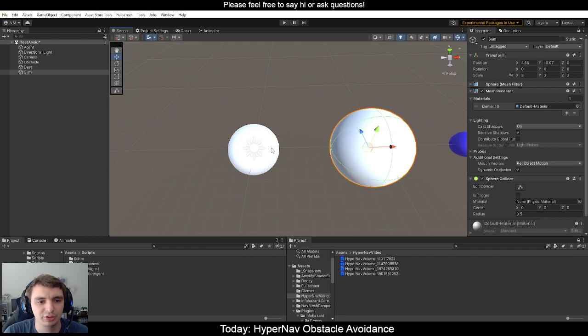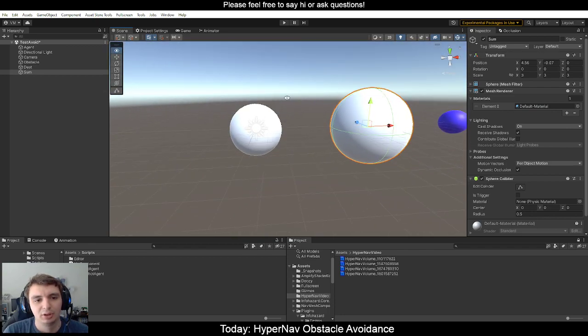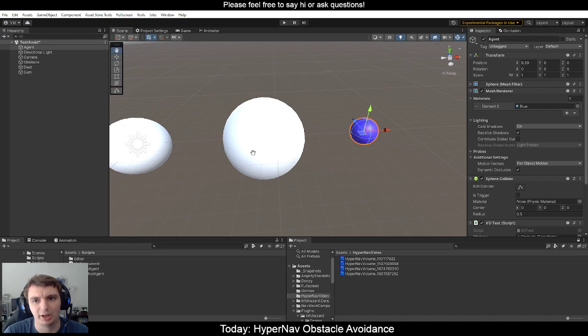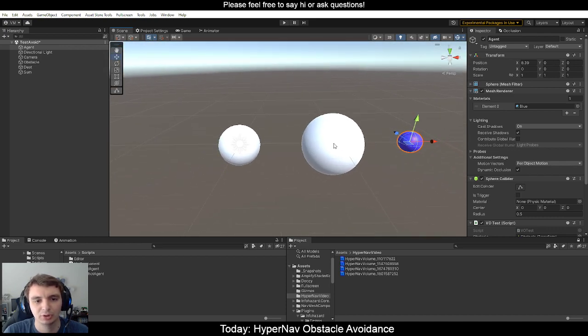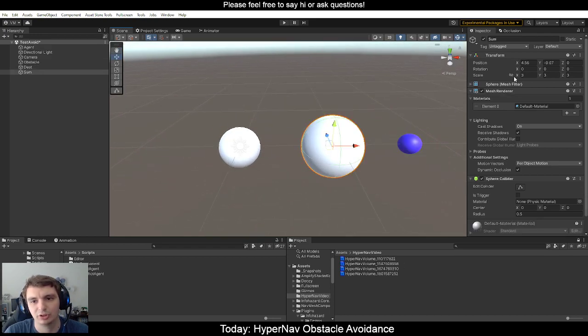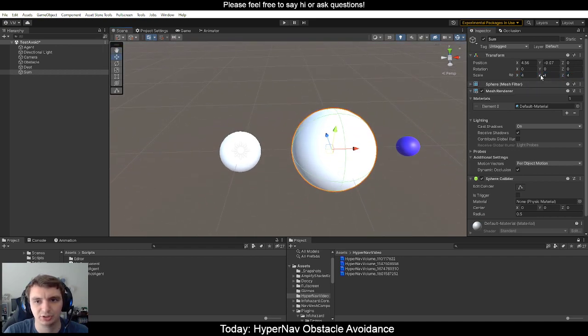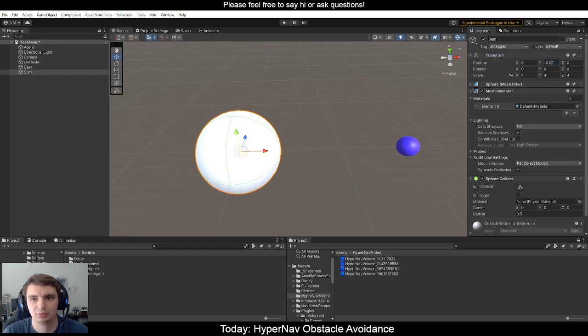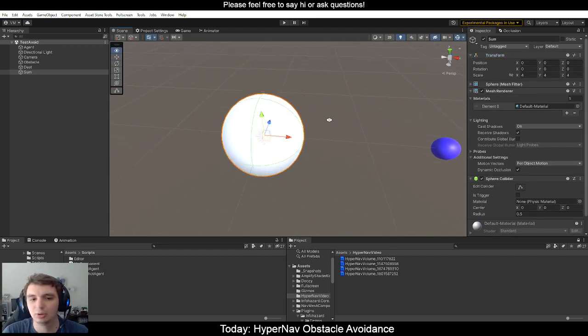So, okay, this sphere has a radius of 1. This sphere has a radius of 1/2, and a diameter of 1. So okay, this thing actually needs to be 4 so that it has a radius of 2. Oops. Reset position is what I want. Okay.